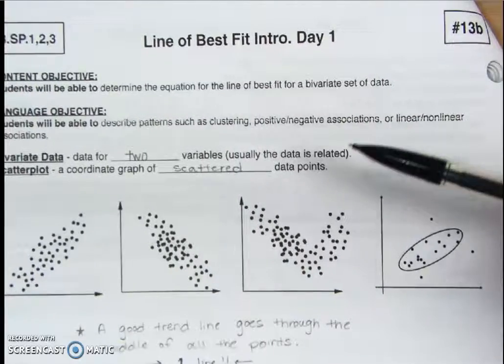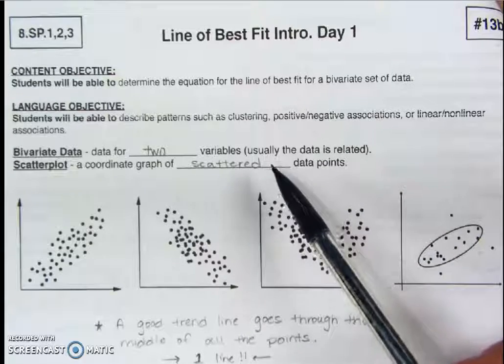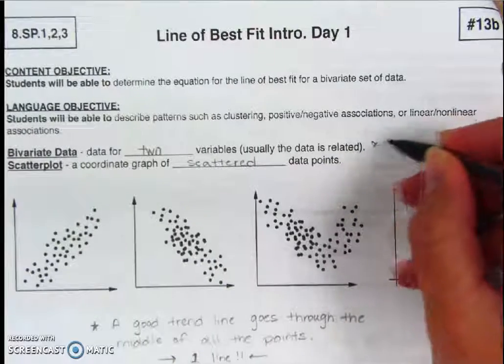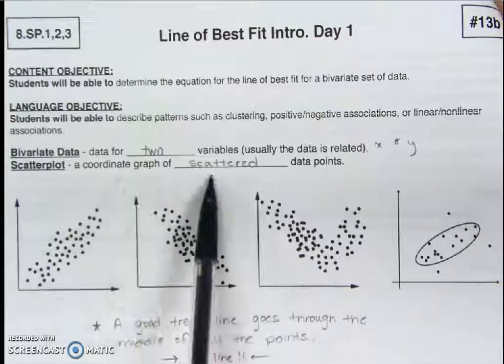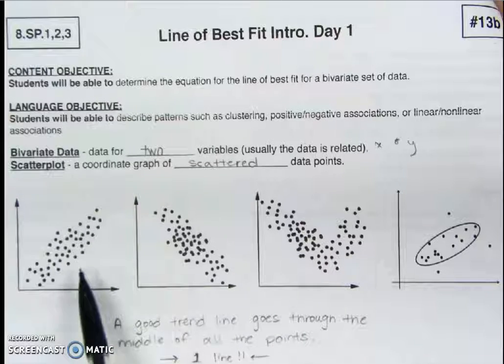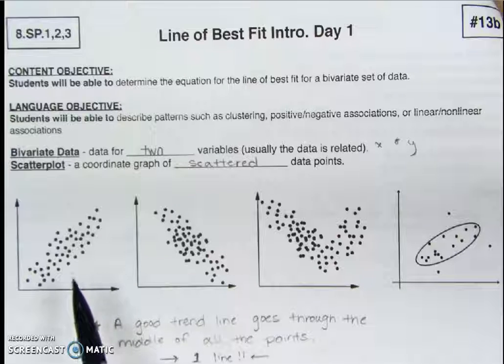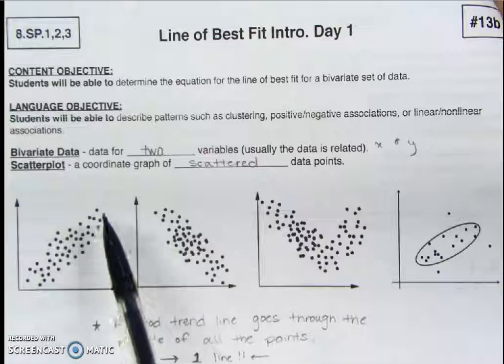So what you need to fill in is that bivariate data is data for 2 variables. Like a bicycle has 2 wheels, this is 2 variables. Usually the data is related, so that's an X and a Y. All right, a scatter plot is a coordinate graph of scattered data points. So this is what real data would look like. If we were actually measuring things, it wouldn't come out in a nice clean-cut line. It would generally come out like this.